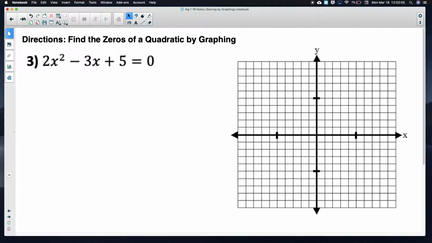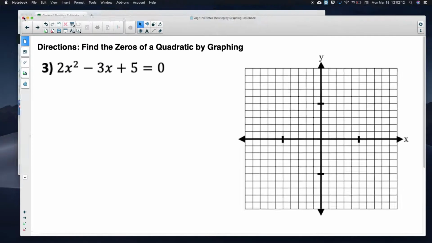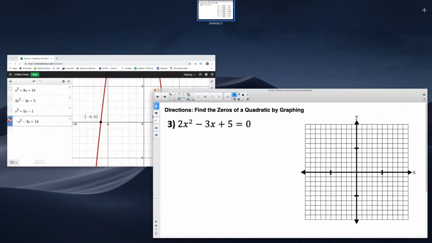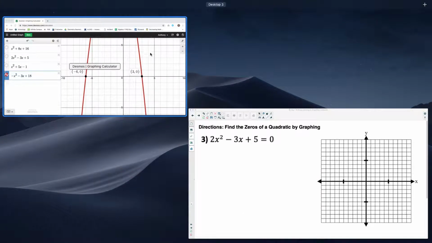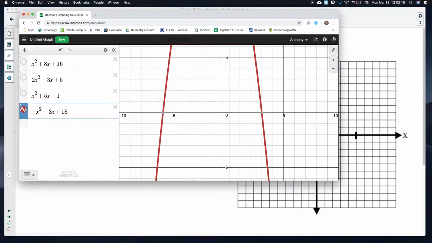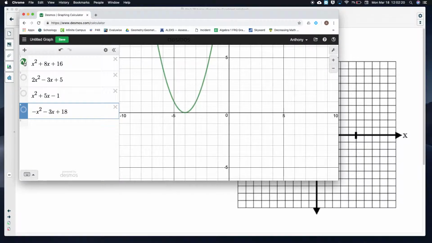2x squared minus 3x plus 5. So let's do this one on Desmos. So I think I already have these up. Oops. So I'm going to turn this one off. Let's first double check our last one. x squared plus 8x plus 16. The only x-intercept is at (-4, 0). So there we're good to go.